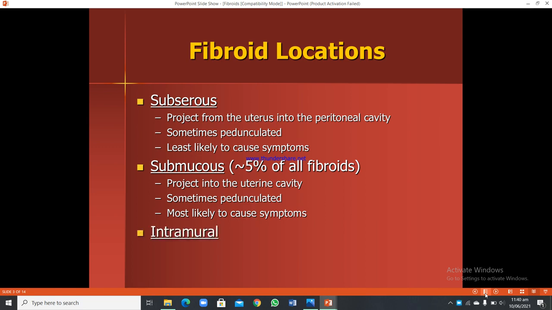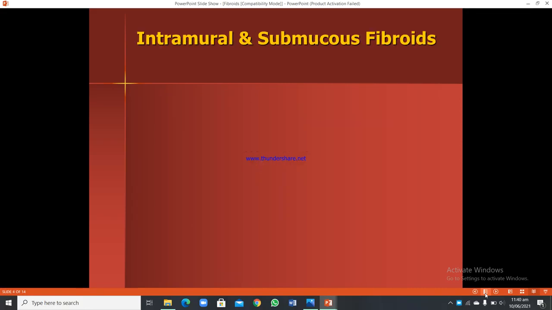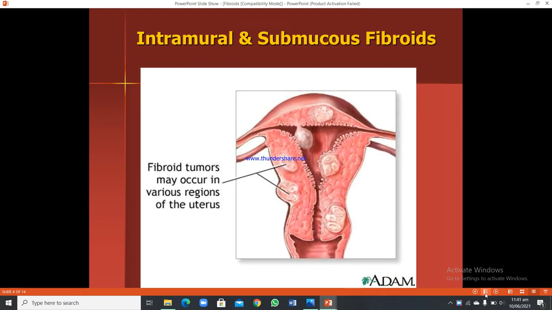Intramural fibroids are present in the myometrial wall, in the myometrium of the uterus. Most common, usually multiple. Intramural and submucous fibroids. If you see the picture like this, you can appreciate the presence of the fibroids.